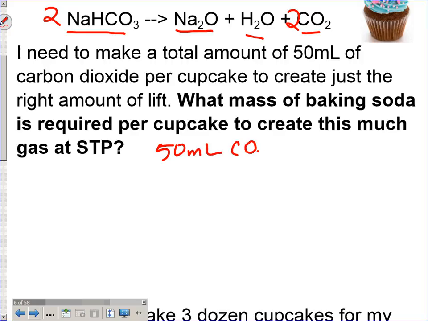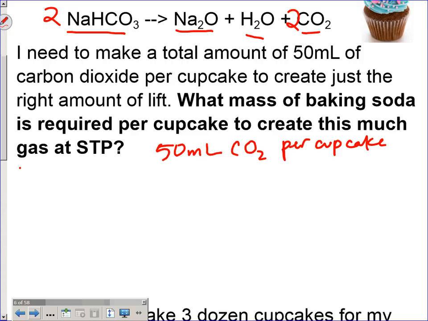So CO2. Let's write it in the terms that our reaction is already written in. I need to make about 50 milliliters of carbon dioxide per cupcake. I'll put that right here, because that might be important for us. So this is going to make the perfect cupcake. So the question is, what mass of what?